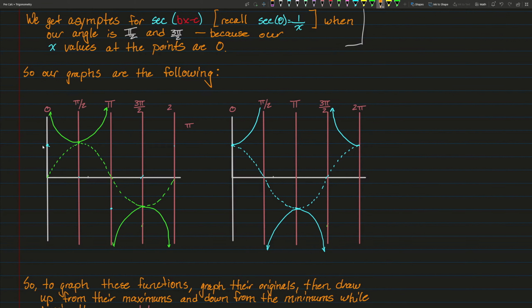So in green, if we got a cosecant graph, the first thing we would do is draw this dotted green line, which is the sine graph. So we would just ignore the cosecant for a second, pretend it's sine. We would get this dotted green line, and then from our maximums we draw up, and from our minimums we draw down. And every time we hit a 0, that's our asymptote.